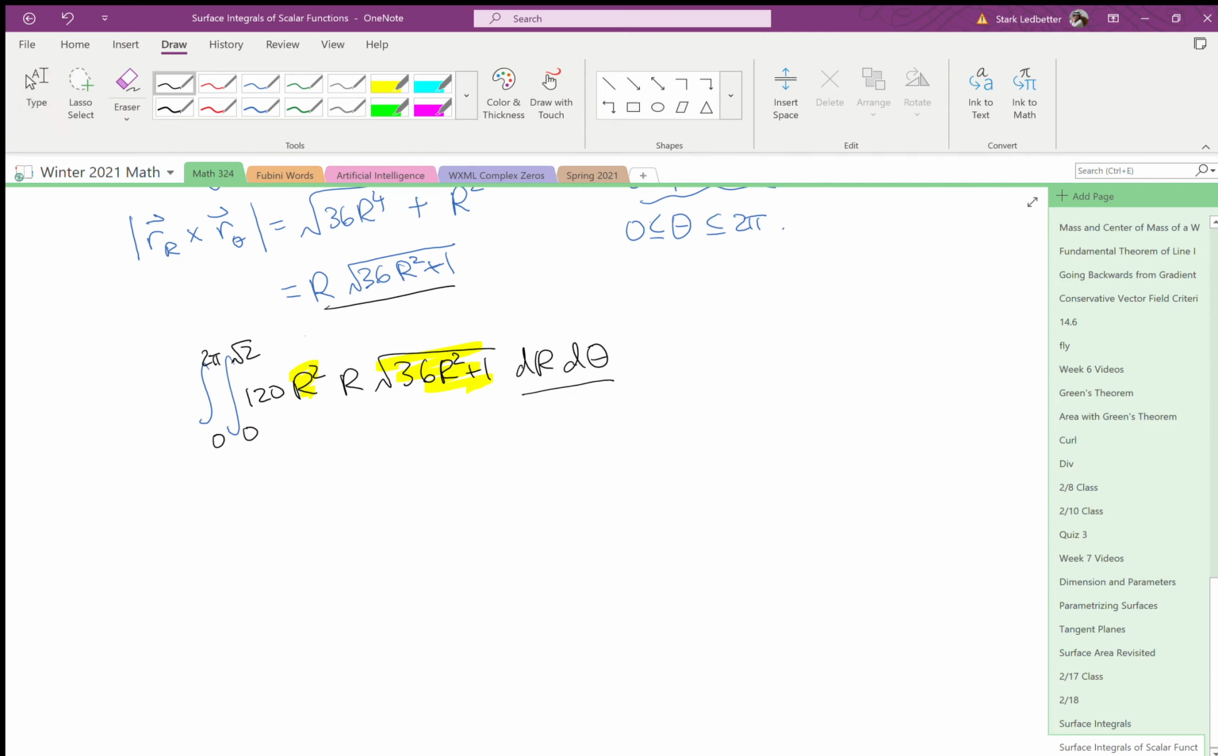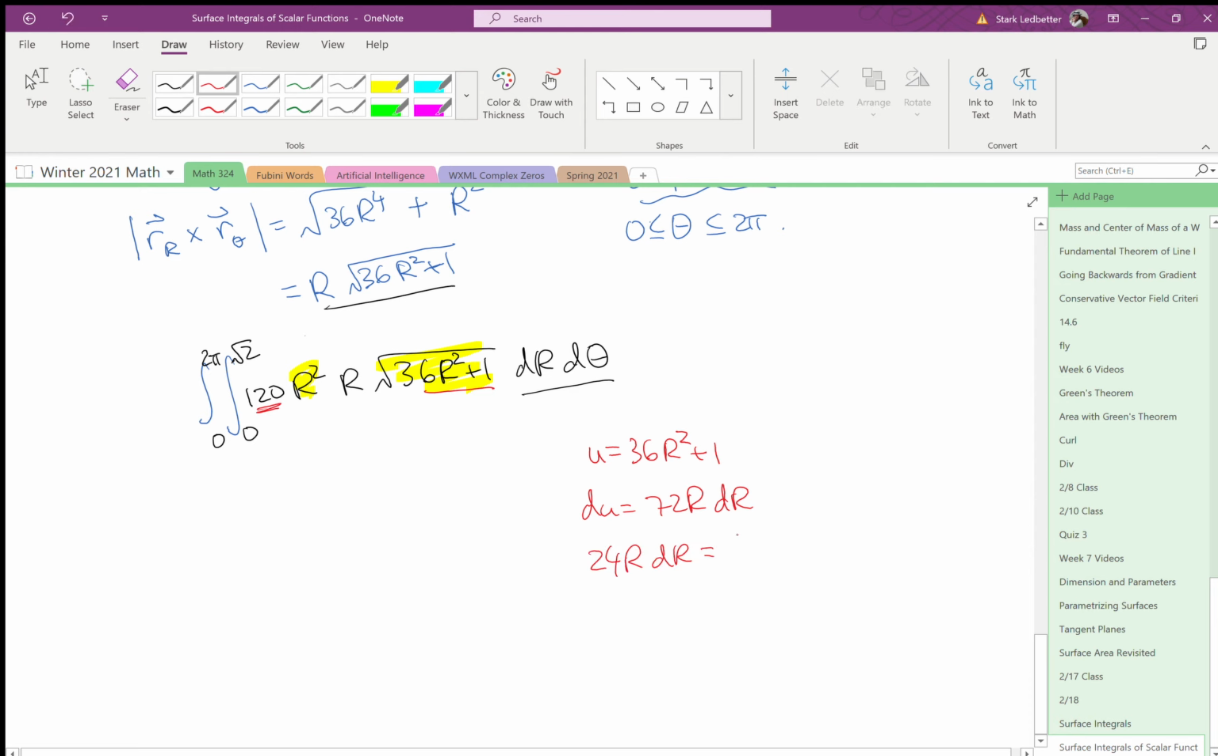Okay. And then this integral is actually a little bit funny. You can do this with a u sub, but it's a little bit weird. So u is going to be the thing you can't do anything about, which is under the root. So that, and then du is 72r dr. Let's see what we have. 24 goes into 120 and also into 72. So I'm going to write 24r dr is 1/3 du. That's what I'm going to sub in.